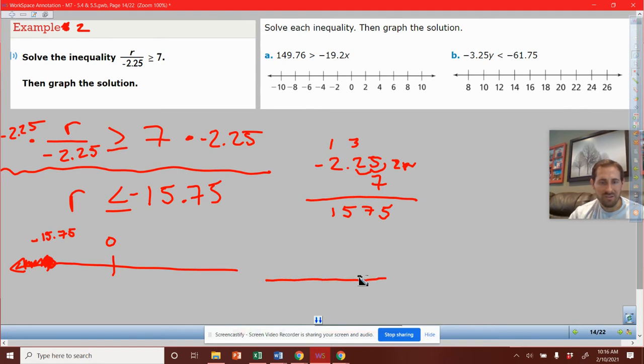So one of my questions is, if we zoomed in and we had negative 15 and negative 16, where would I graph negative 15.75? Split it in half, split it in quarters, and we'd go 3/4 and it would be right there. So I'm hoping you all have the skills to be able to figure that out.